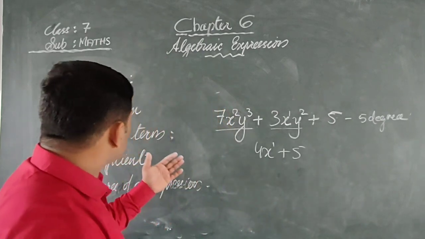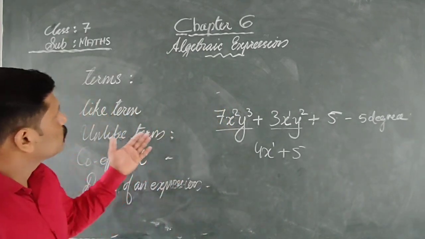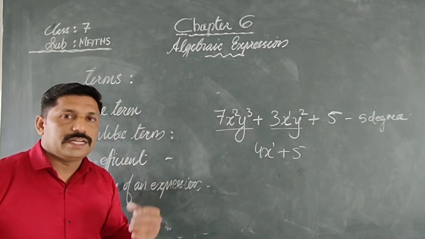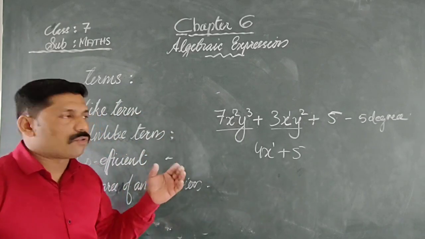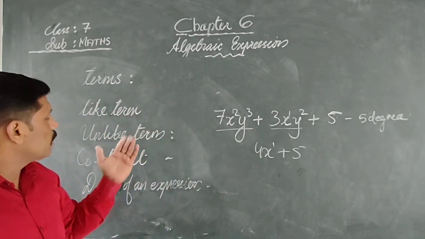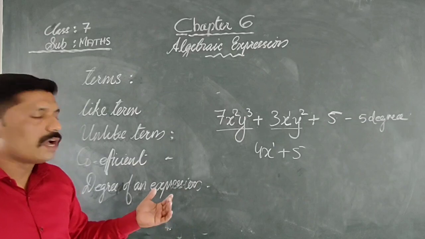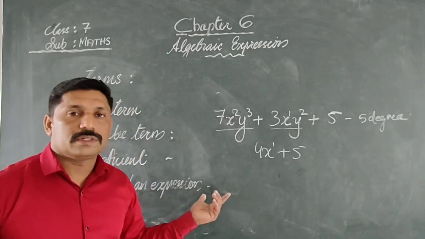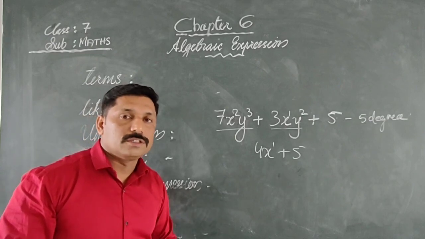So these are the important terms that we want to know when we study algebraic expressions: what is a variable or literal factor, what is a constant, what are terms, what are like terms and unlike terms, what is a coefficient, and what is the degree of an expression. You should always remember these points.